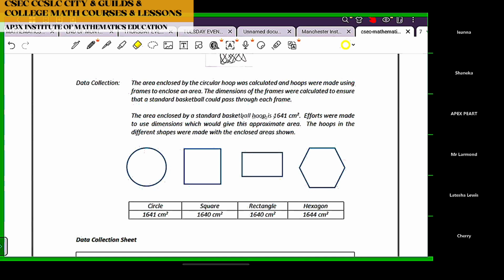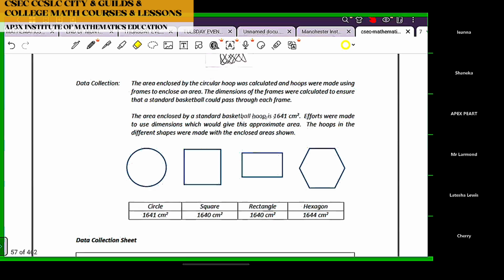And if you notice right below, they took the area of the hoop. So they measured the area of a regular basketball hoop. And then they created a hoop that is square, a hoop that is rectangular, and a hoop that is hexagonal with relatively the same area as well. And that's how they're going to construct the SBA. So this is a nice little guide, in my opinion, if you'd like to do something like this. Okay? But we don't want to talk too much about it.